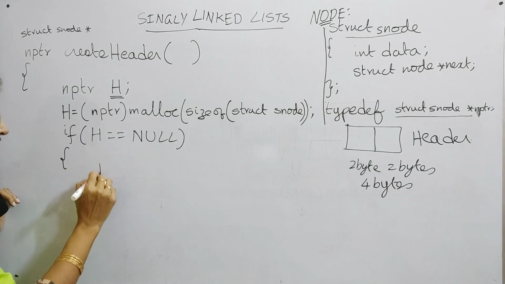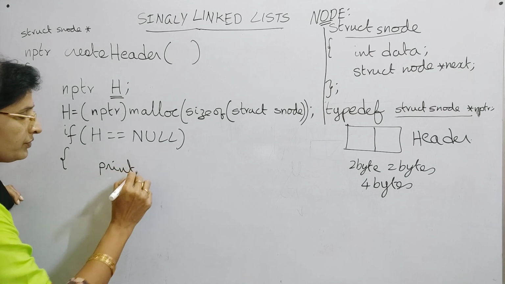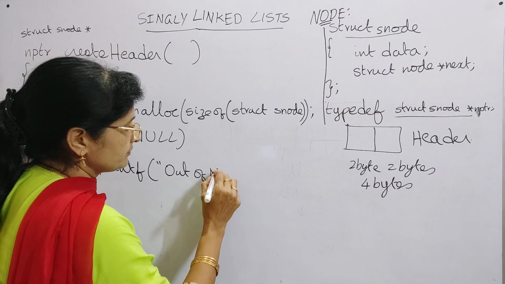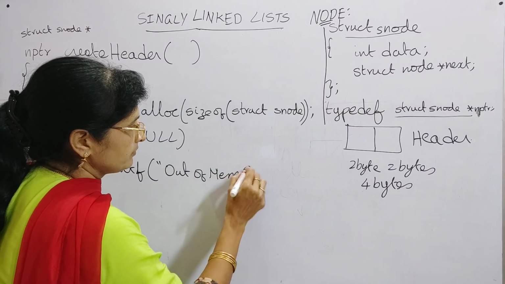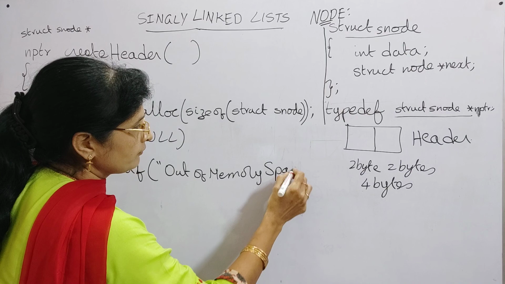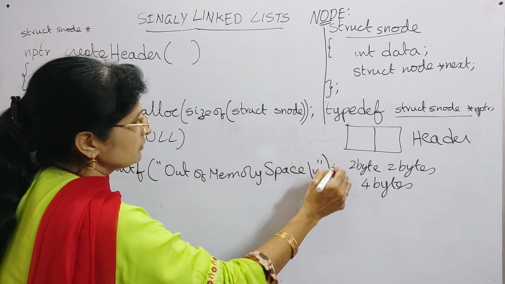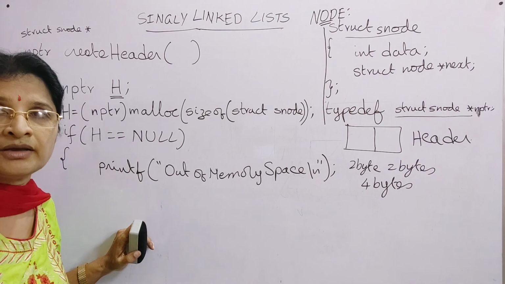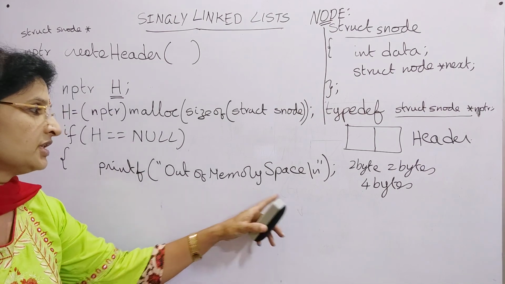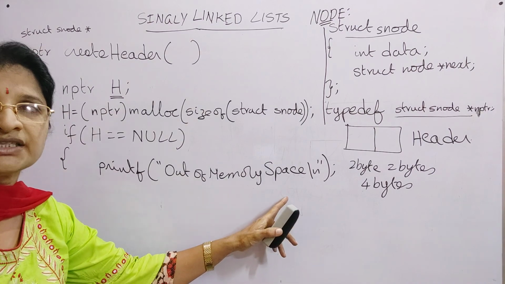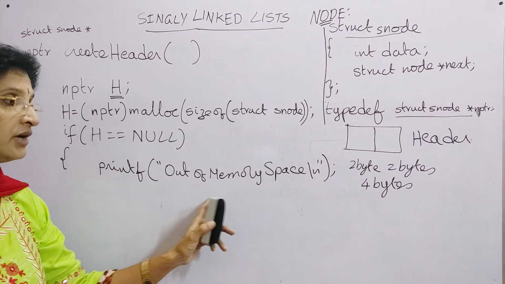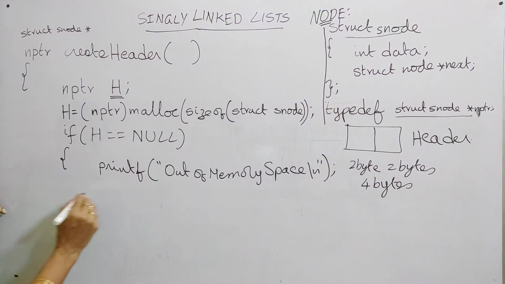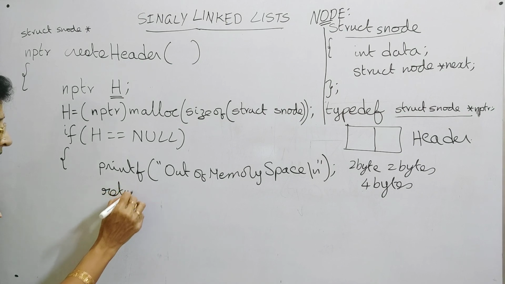So what we will do? Just we will print a message, printf "out of memory space". Just we will give a message to the user because he should understand why the program has been exited. So for that we are giving a simple error message, that is out of memory space. The required amount of memory is not there in the system. We are giving a simple message, and then just we will give return.